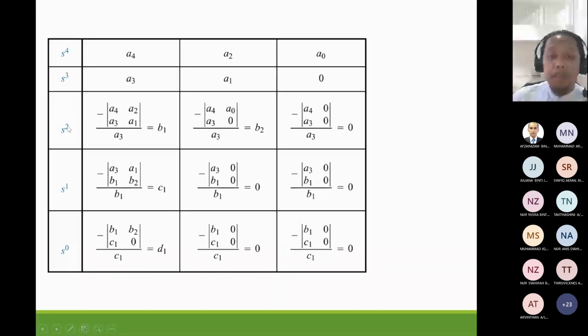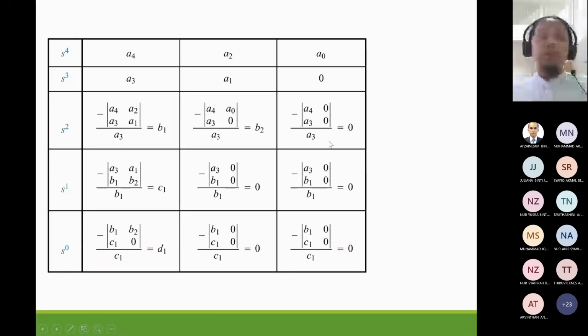To determine the values in the S2 row, you need to use this formula. The first column is the negative determinant of A4, A3, A2, A1 divided by A3. The second column is the negative determinant of A4, A3, A0, 0 divided by A3. And the third column is the negative determinant of A4, A3, 0, 0 divided by A3.